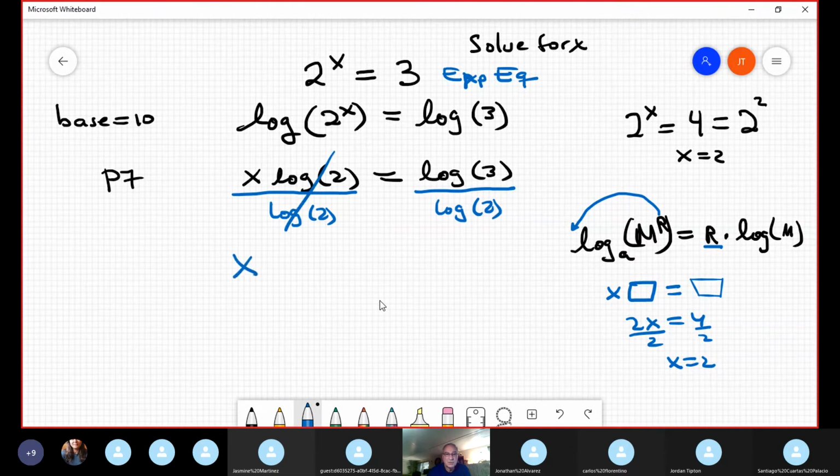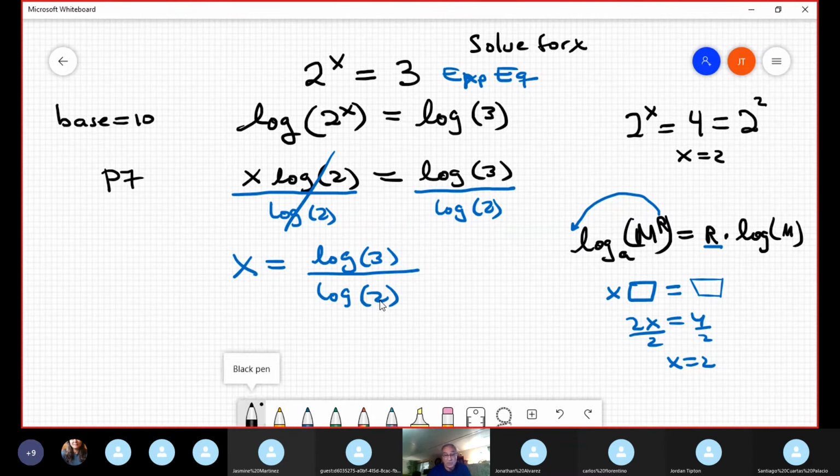This cancels. And x alone, which is my goal, is log of 3 divided by log of 2. Okay. You say, well, professor, this is weird. Okay, I understand it's weird. This is the exact answer. Frequently in this problem, we don't need the exact answer. No. We need an approximate answer.